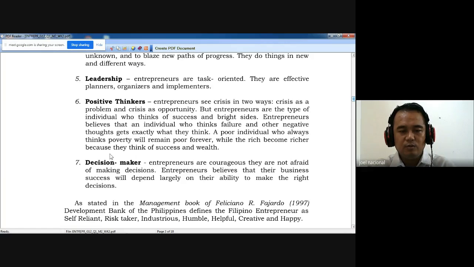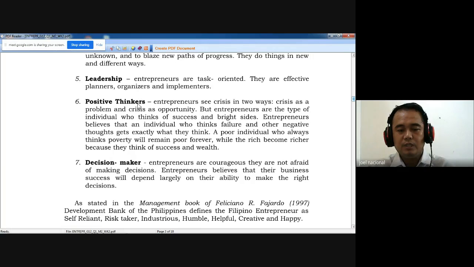And then the other one is leadership. Entrepreneurs are task oriented. They are effective planners, organizers, and implementers. Okay, they implement, they lead. Okay, they are the person in charge. They have good leadership qualities.